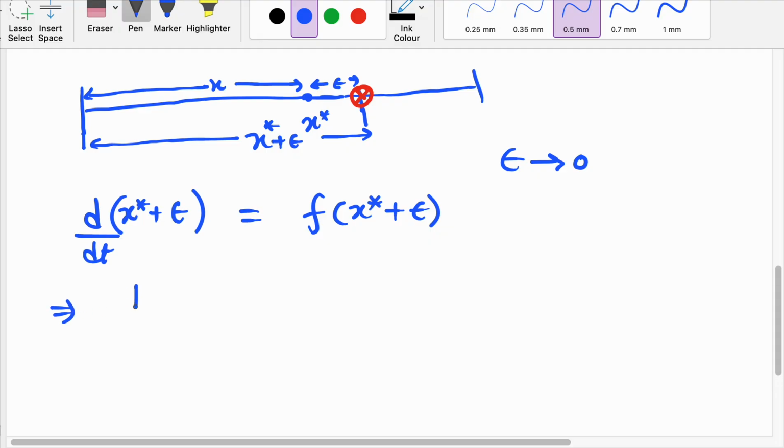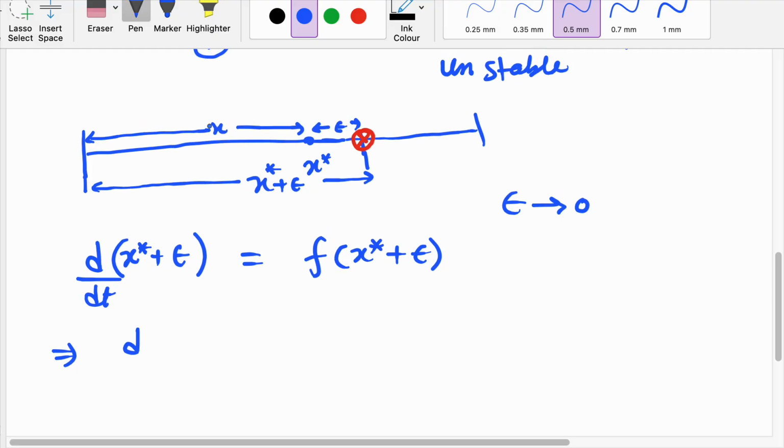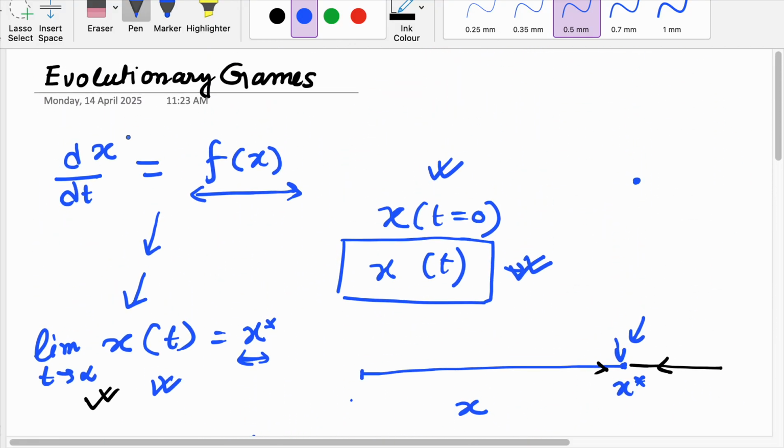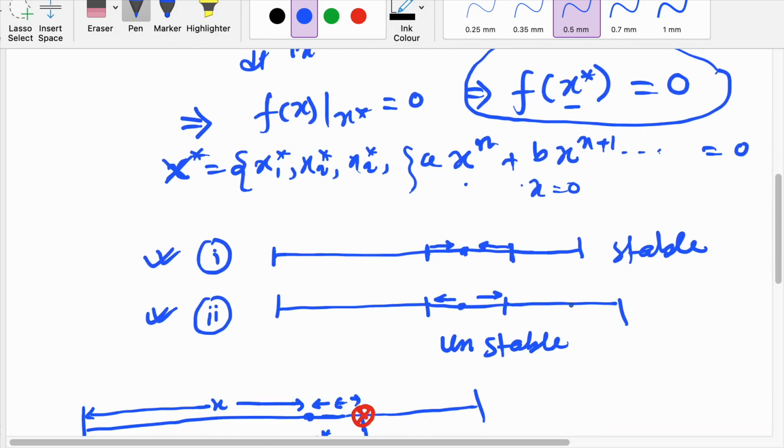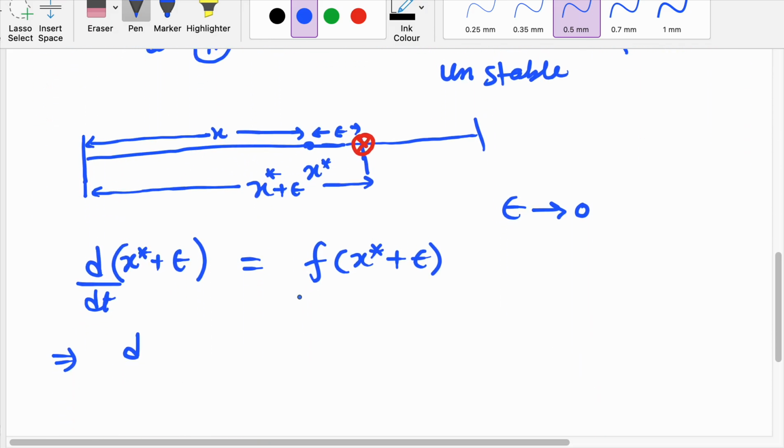So what is x and what is x star here in this diagram? x is the state of the system, and x star is the fixed point where the velocity stops. In this diagram, where is x and where is x star? Because when you wrote it, this red point is x star plus epsilon. Yes, yes.